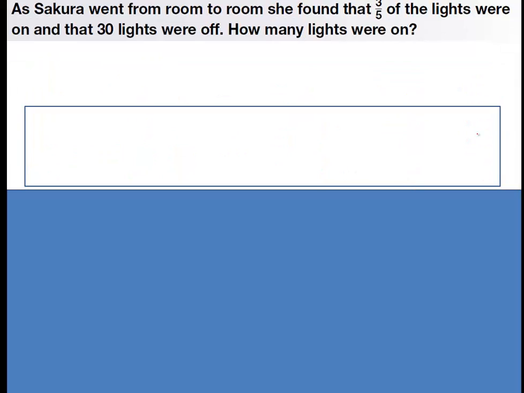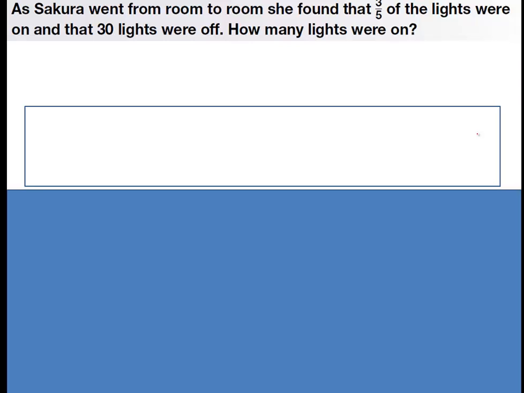Okay, so turn this off, pause it. Don't turn it off, just pause it. See if you can solve this one all by yourself. Here you've got Sakura. She's going through the house room by room. She's found 3/5 of the lights on and 30 lights are off. So how many lights are on? See if you can do it yourself. Pause it, please, and find an answer before you continue.